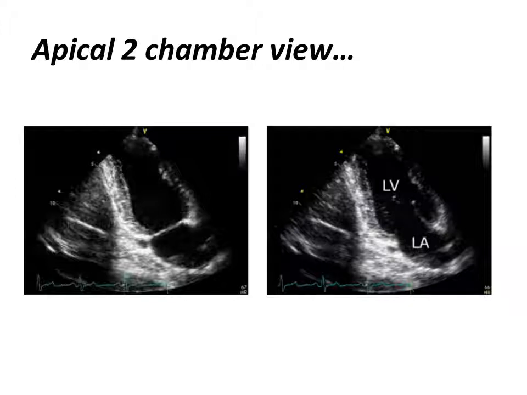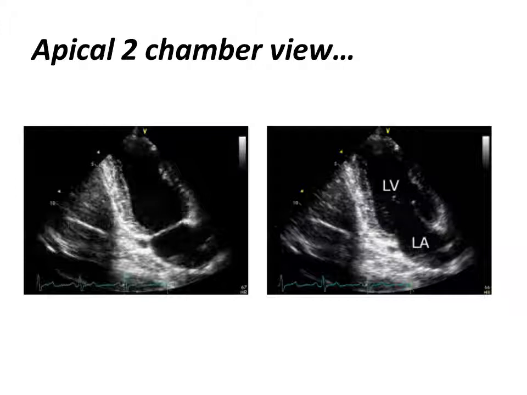So in this view, you are able to see only 2 chambers, the left atrium and the left ventricle, with the mitral valve in between. There are 2 or 3 more structures that are important that you can see, but we won't go into those details. You basically look at the left ventricular size and contractility, because you get a fair idea of how the regional wall motions are. You assess the septum and the lateral wall in the 4-chamber view of the left ventricle, and now in the 2-chamber view you are able to see the anterior wall and the inferior wall.